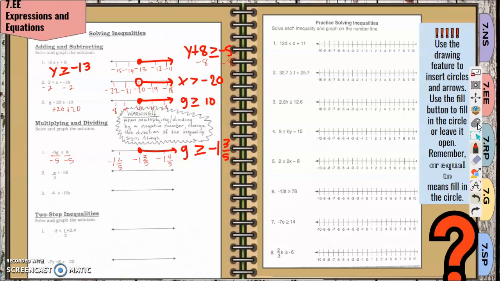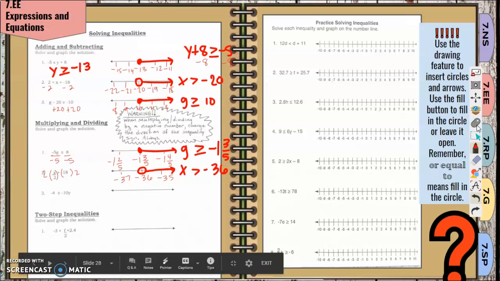Number 2, I'm multiplying both sides by a positive number. So even though there's a negative on the right side, I'm multiplying by a positive number, so I'm not going to change my inequality sign. So this stays x is greater than. Negative 18 times 2 is negative 36. And now I make my number line. There's going to be an open circle, and I'm shading everything to the right.